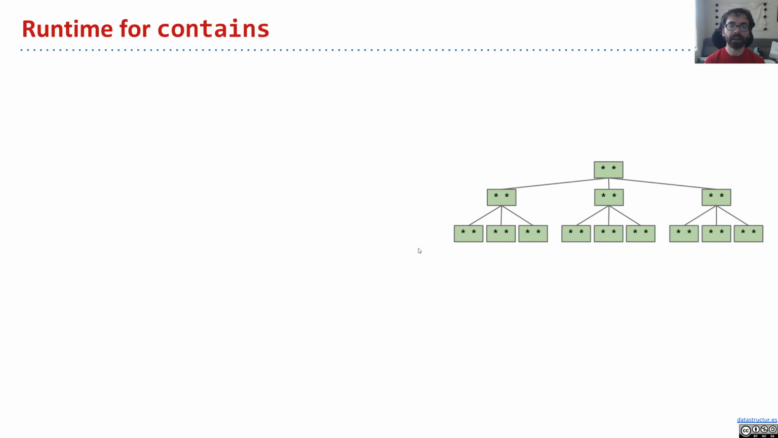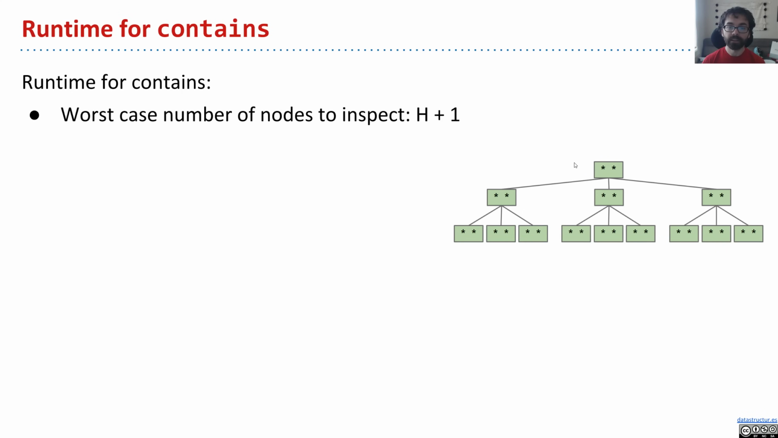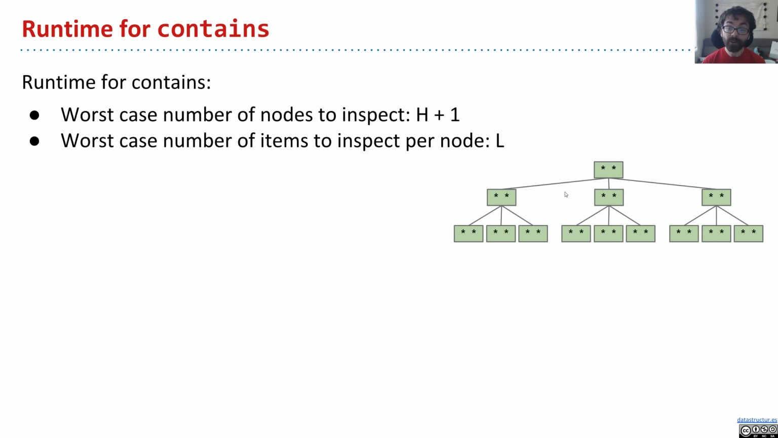So what does that mean for our actual operation runtimes? Well, let's think about the contains operation. If I want to find some item, at worst, I need to look at h plus 1 nodes. So I look at the root, the next level, the leaf, in this case, where h is 2. Now, in each node, I will have to look at perhaps as many as L things, because the nodes are of width L. So the overall runtime then would be L times h plus 1, and in asymptotic notation, I can say that it's big O of HL.